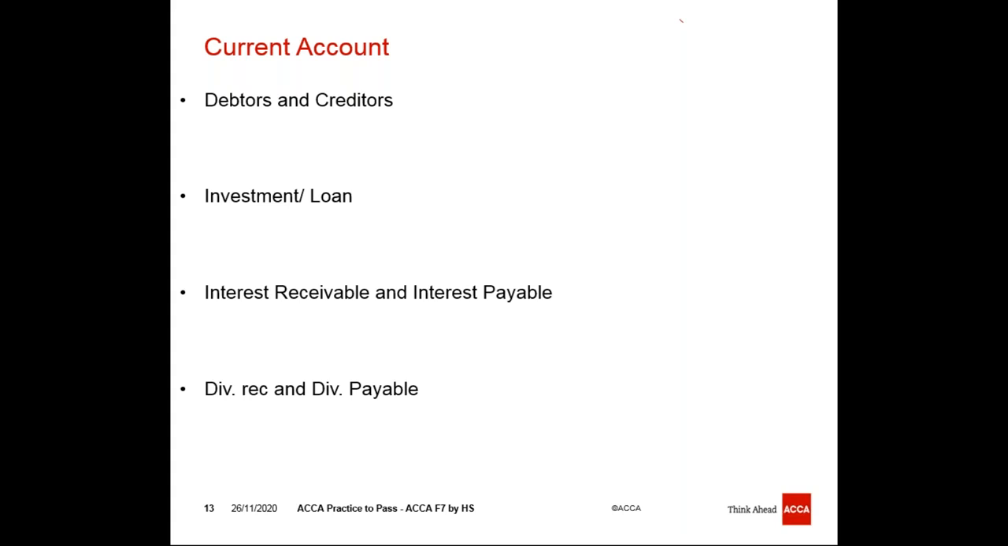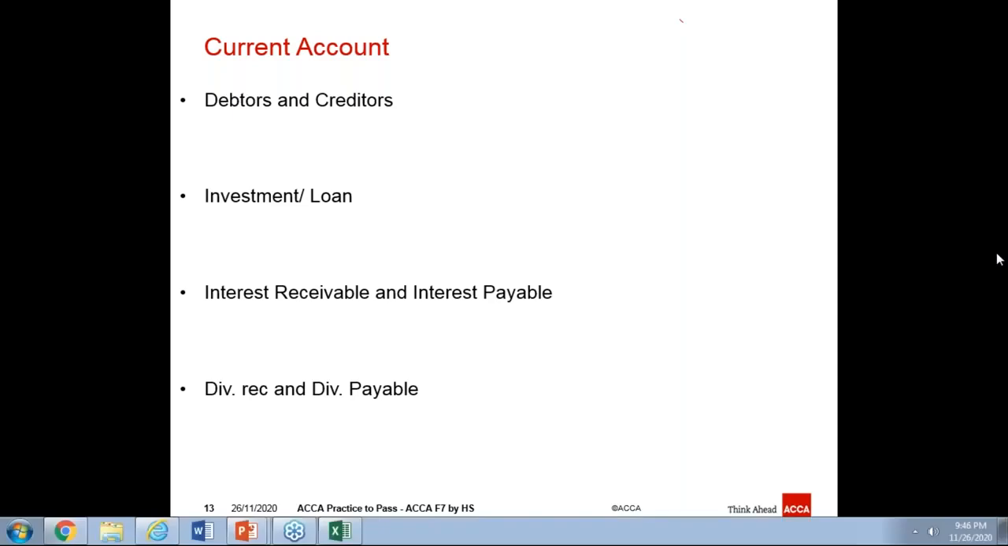Now, the current account transactions can be between the debtors and creditors, investment loan, interest receivable, interest payable, dividend receivable, dividend payable. All you are required to do is to cancel out all these from the group accounts. If you have intercompany receivables and payables, you simply cancel these transactions. All these transactions between the parent and the subsidiary should be cancelled out. Is it clear?